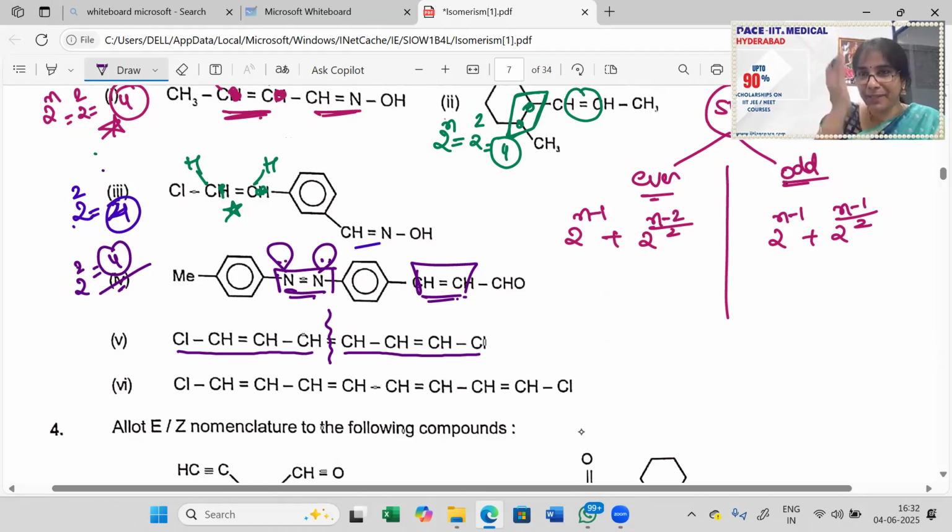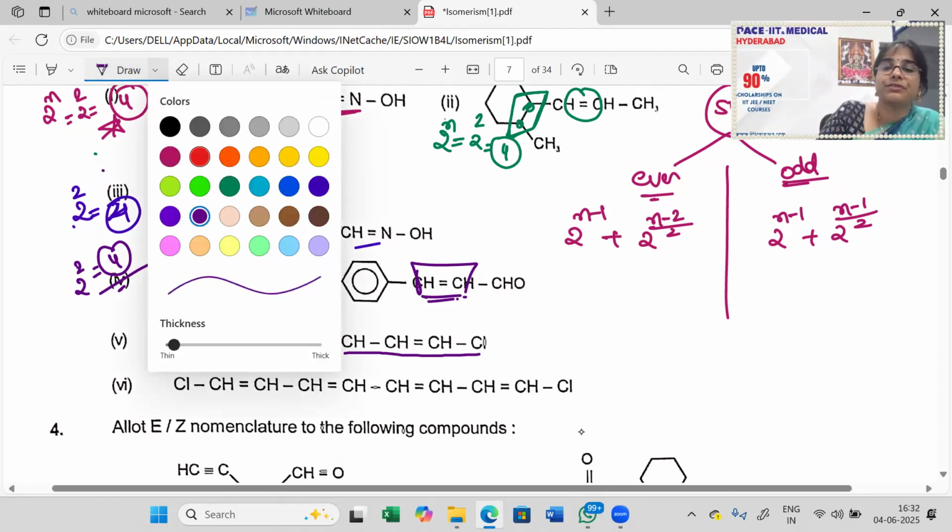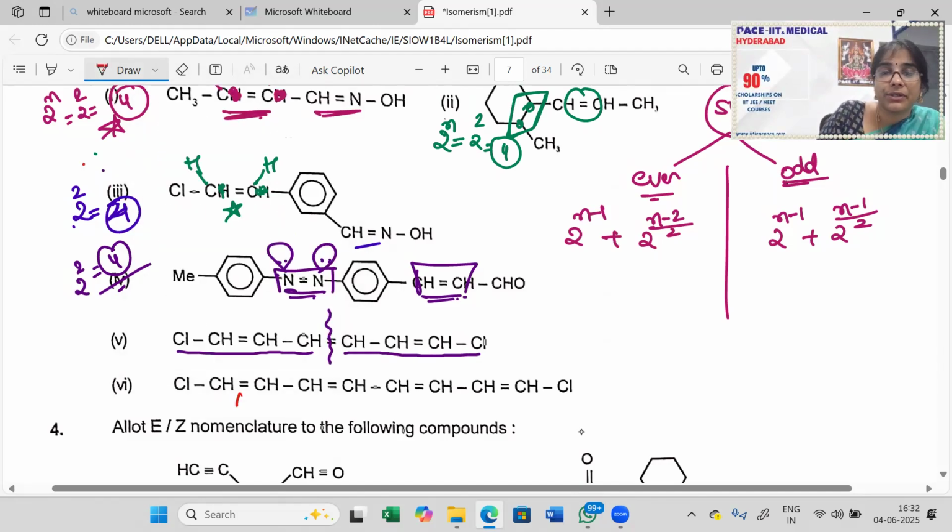I should not break that bond, but I'm just showing you that way, right? So yes, it is a symmetric thing. And how many stereo centers do you find? Here 1 and 2 and 3. So here I can see it as n equals 3.